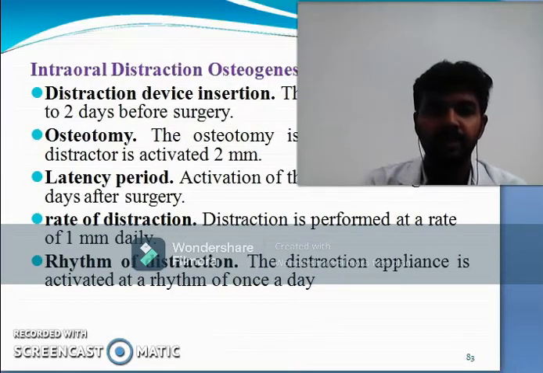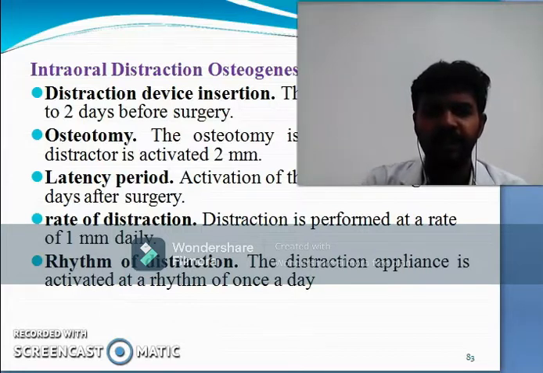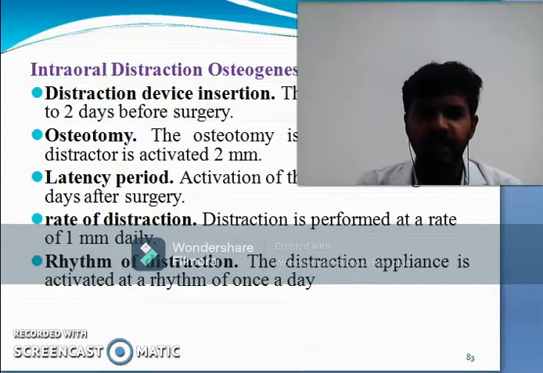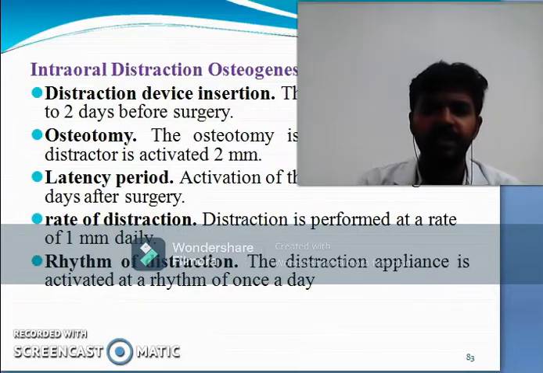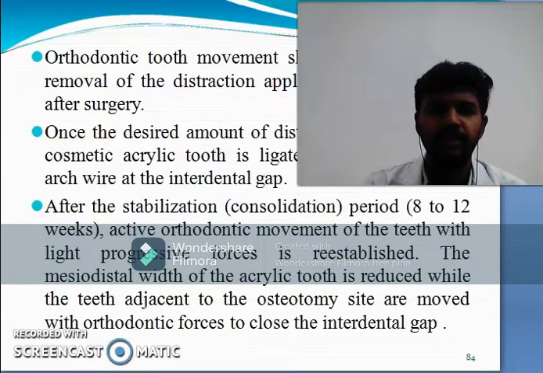Intraoral distraction osteogenesis protocol. The distraction device insertion: the device is inserted 1 to 2 days before the surgery. The osteotomy is completed and the distractor is activated to confirm mobility. Activation of the distractor begins 7 days after the surgery. The distraction is performed at the rate of 1 mm daily, with the appliance activated once daily. Orthodontic tooth movement should not begin until removal of the distraction appliance, 8 to 12 weeks after surgery.